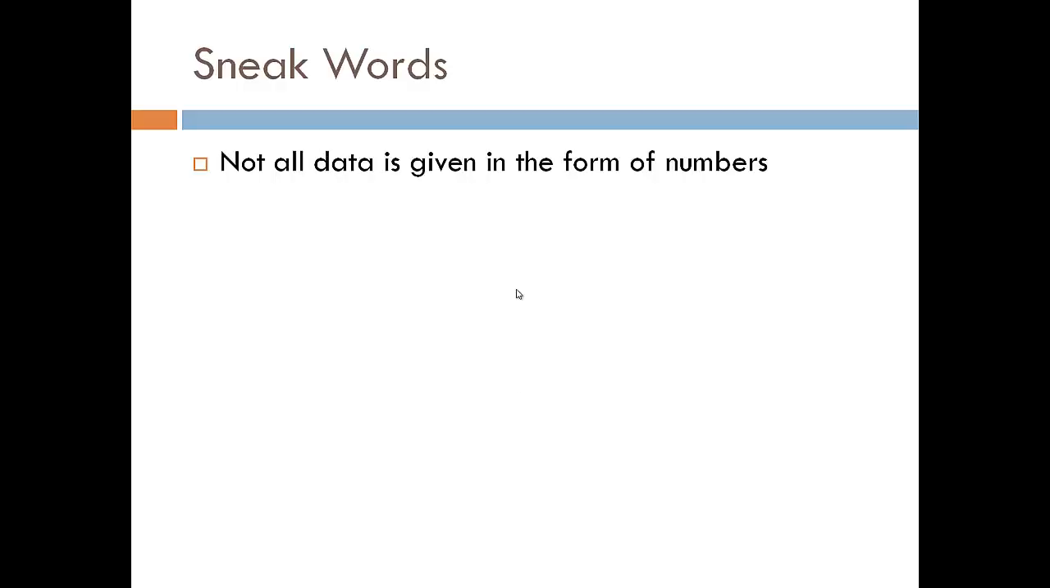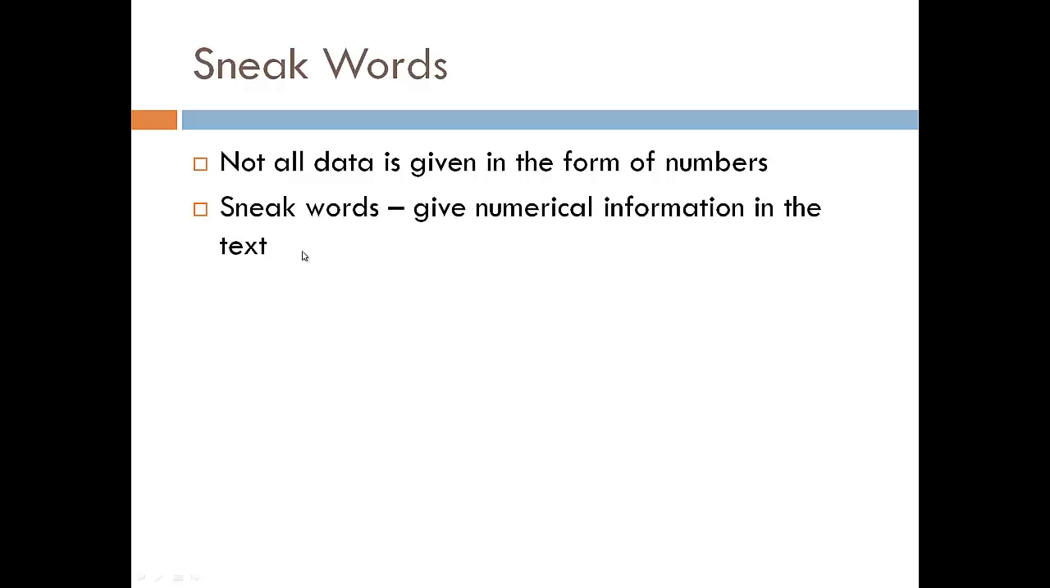There's one complication: sneak words. Often, the data is given in the phrasing in the problem instead of being an actual number written into the word problem. So not all data is in the form of numbers. Sometimes it's hidden in the words, the language being used. So you have to read carefully. We call these sneak words. They're giving numerical information, but not in a numerical form.